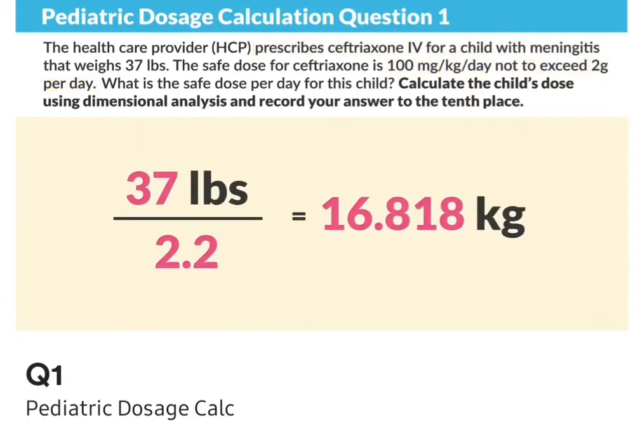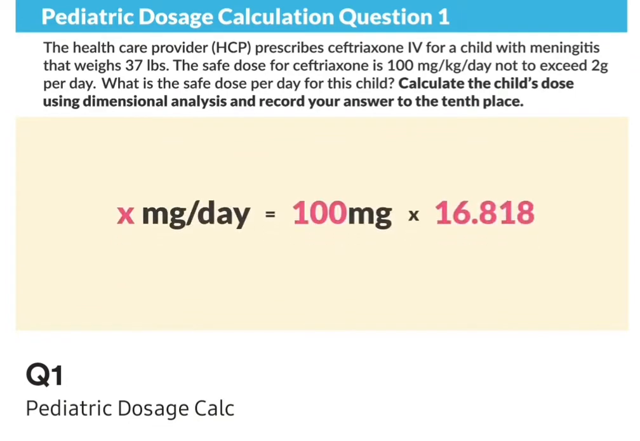Now, there's multiple ways to set up this equation. First, we're going to use my way, and then for the rest of the questions, we're going to show you dimensional analysis. So what I like to do is take the weight and divide that by 2.2 to get kilograms first. Now, this, for me, makes it a lot cleaner and a lot simpler. So we get 16.818 kilograms.